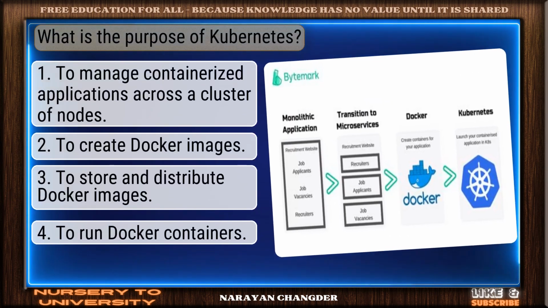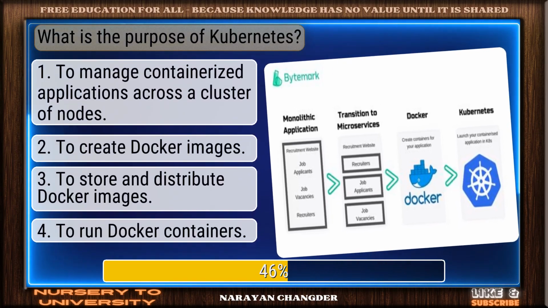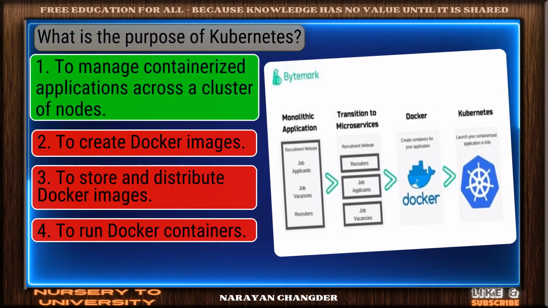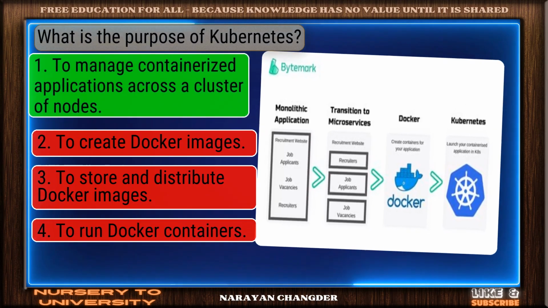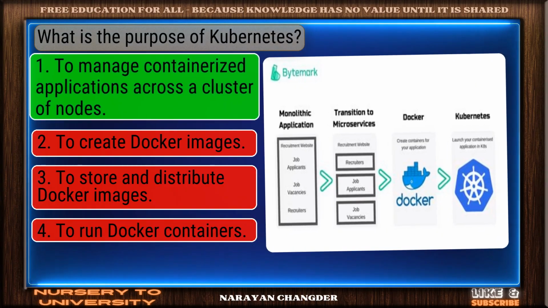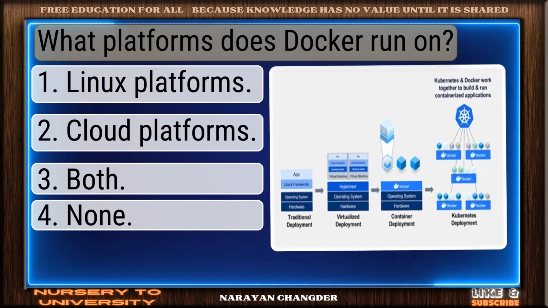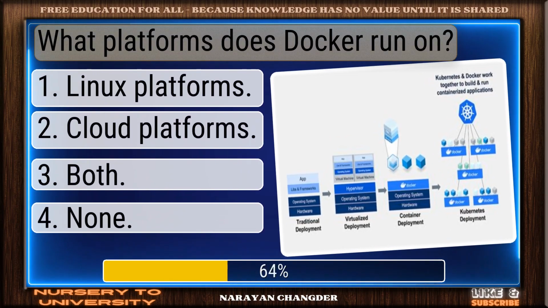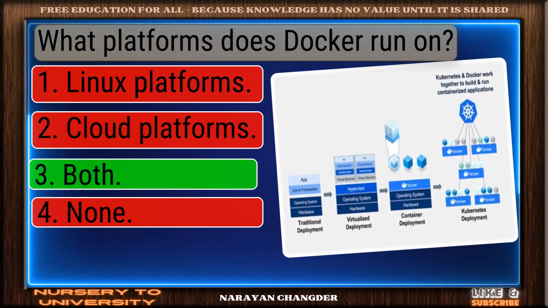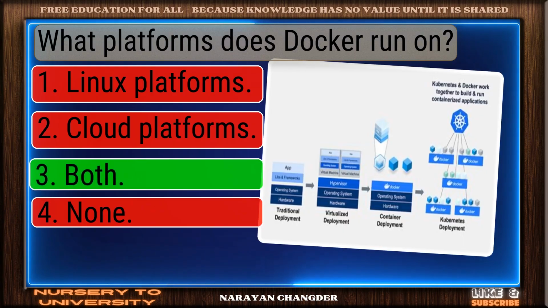Question number 23. What is the purpose of Kubernetes? Right choice. To manage containerized applications across a cluster of nodes is the best answer. Question number 24. What platforms does Docker run on? Nice selection. Both is the correct and valid answer.